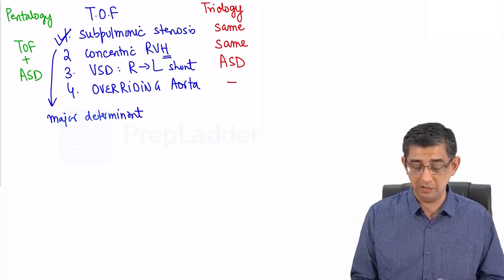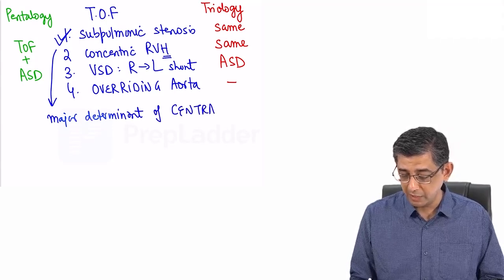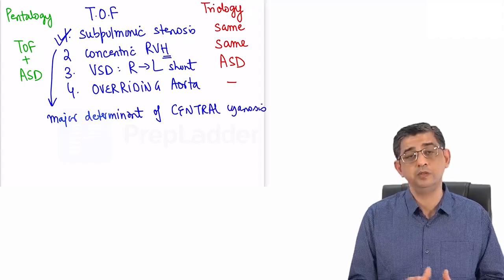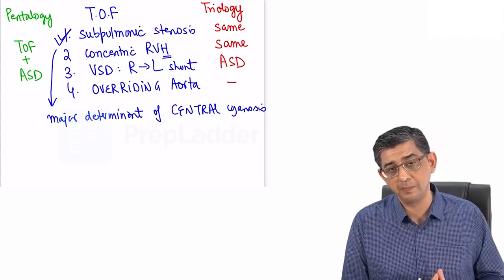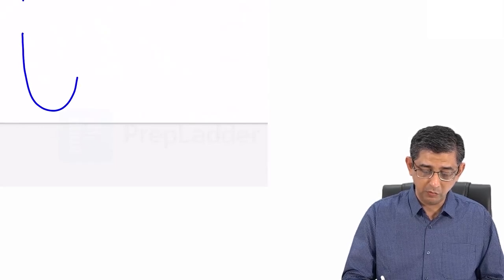If the blood supply is critically reduced, that is why this child is having cyanosis of the central variety. His lips will also be blue, fingertips will also be blue, and even if you give 100% oxygen, the child is definitely going to remain the same. In fact, in the next line diagram, I can highlight what I mean by the word overriding of aorta.